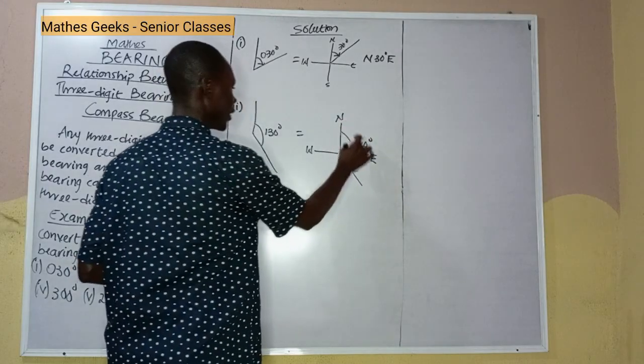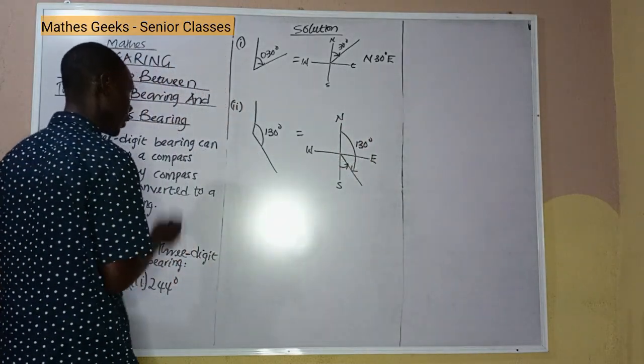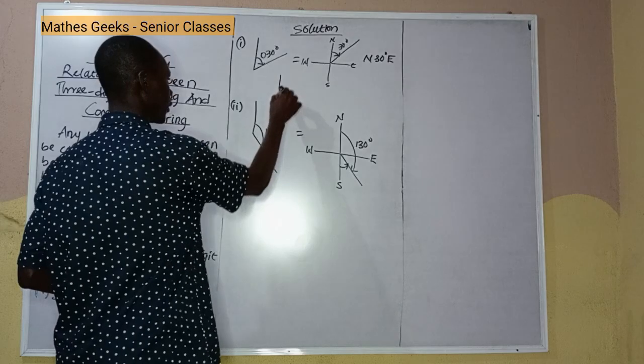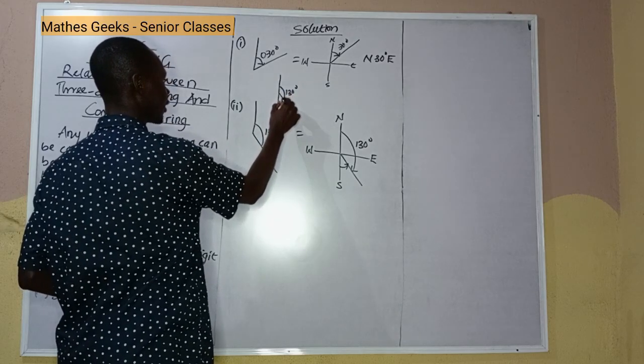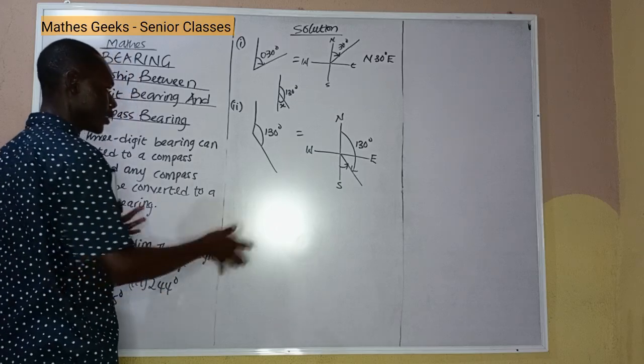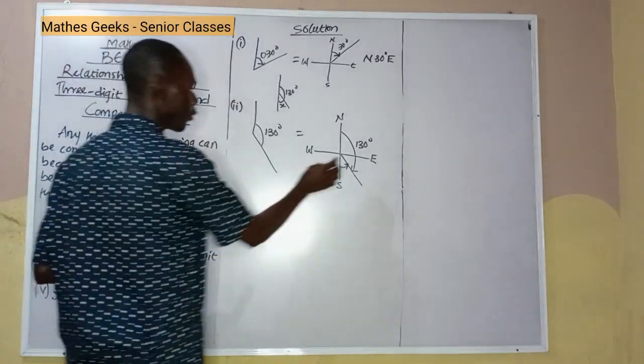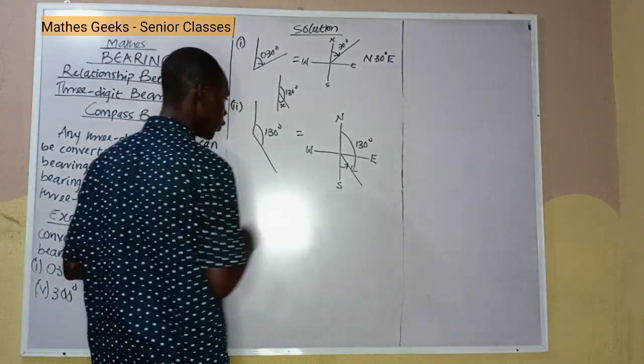Don't forget that this is 130 degrees. This is now an angle on a straight line, and an angle on a straight line is like this. So here is 130 degrees, and this here is x. Remember this kind of question, find x. So this is an angle on a straight line, and we're looking for this angle here.